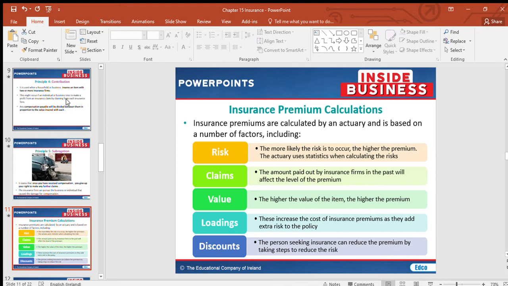Claims, the amount paid out by insurance firms in the past will affect the level of the premium, and that is quite unfortunate, especially for car insurance. Car insurance is so expensive because of the amount of losses an insurance company would have if they didn't charge everybody a lot of money. And it's unfortunate, but there are people out there who try to abuse the system, try to almost stage a crash, or if they're involved in a crash, they completely exaggerate their injuries, and you've people claiming whiplash when they're perfectly fine. Because of this, the insurance firms have to pay out a lot of money, and in return they need to raise their prices.